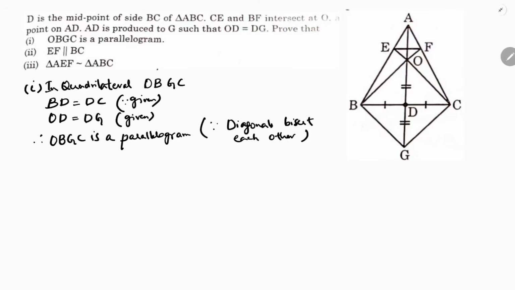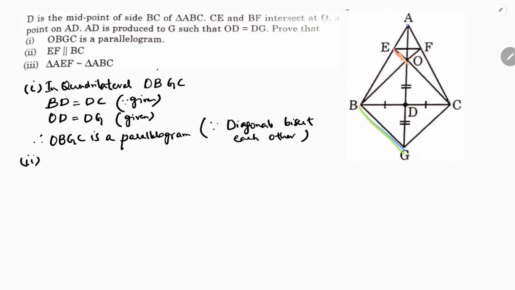Now next one, EF. This is the tough part in this problem, because EF is parallel to BC. If you try to think of EF and BC, you will not get it. So just now we have proved the parallelogram, so definitely the problem will be linked with the parallelogram. To prove the second one, OBGC is a parallelogram. If you observe carefully here, this line OC is parallel to BG. I can say that EC is parallel to BG, or I can write EO is parallel to BG.